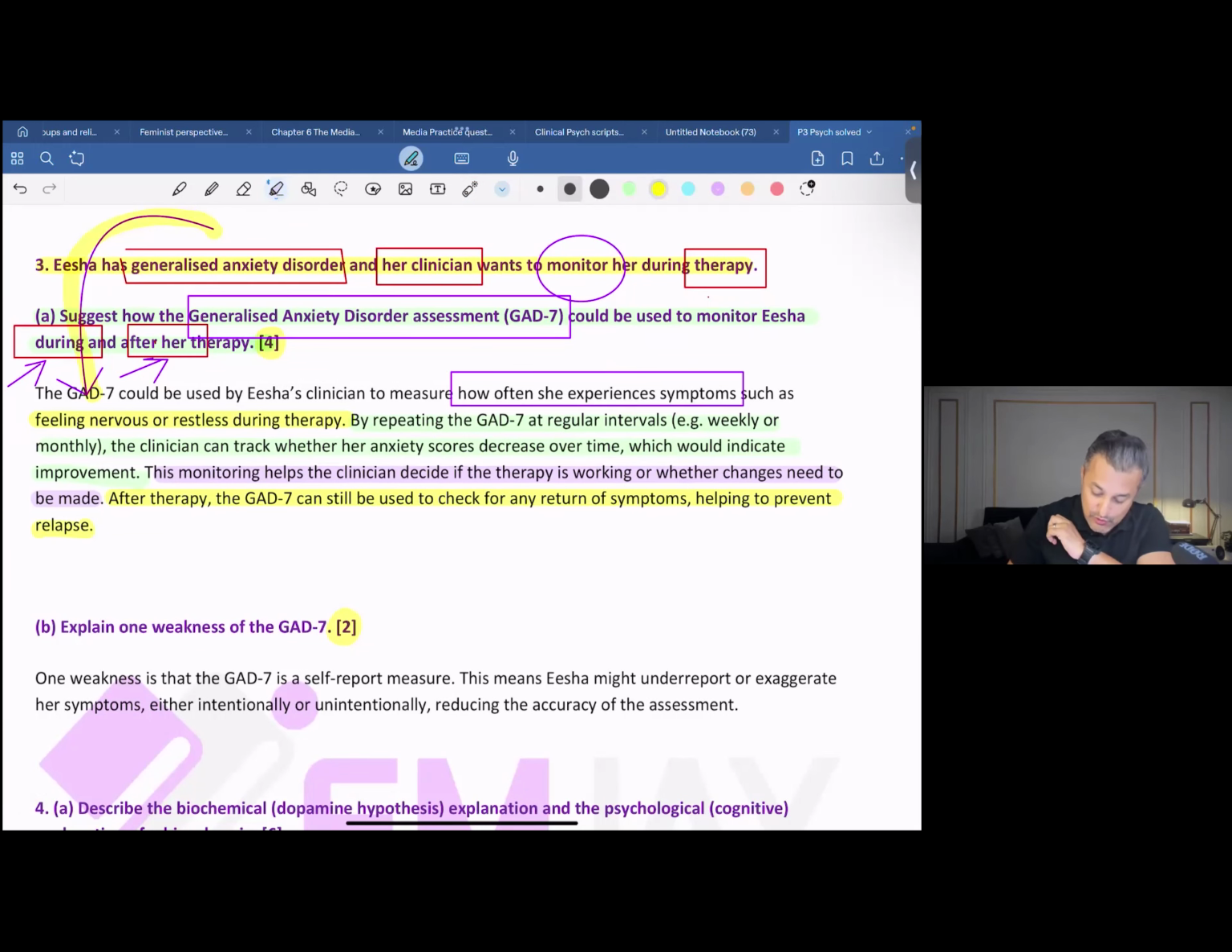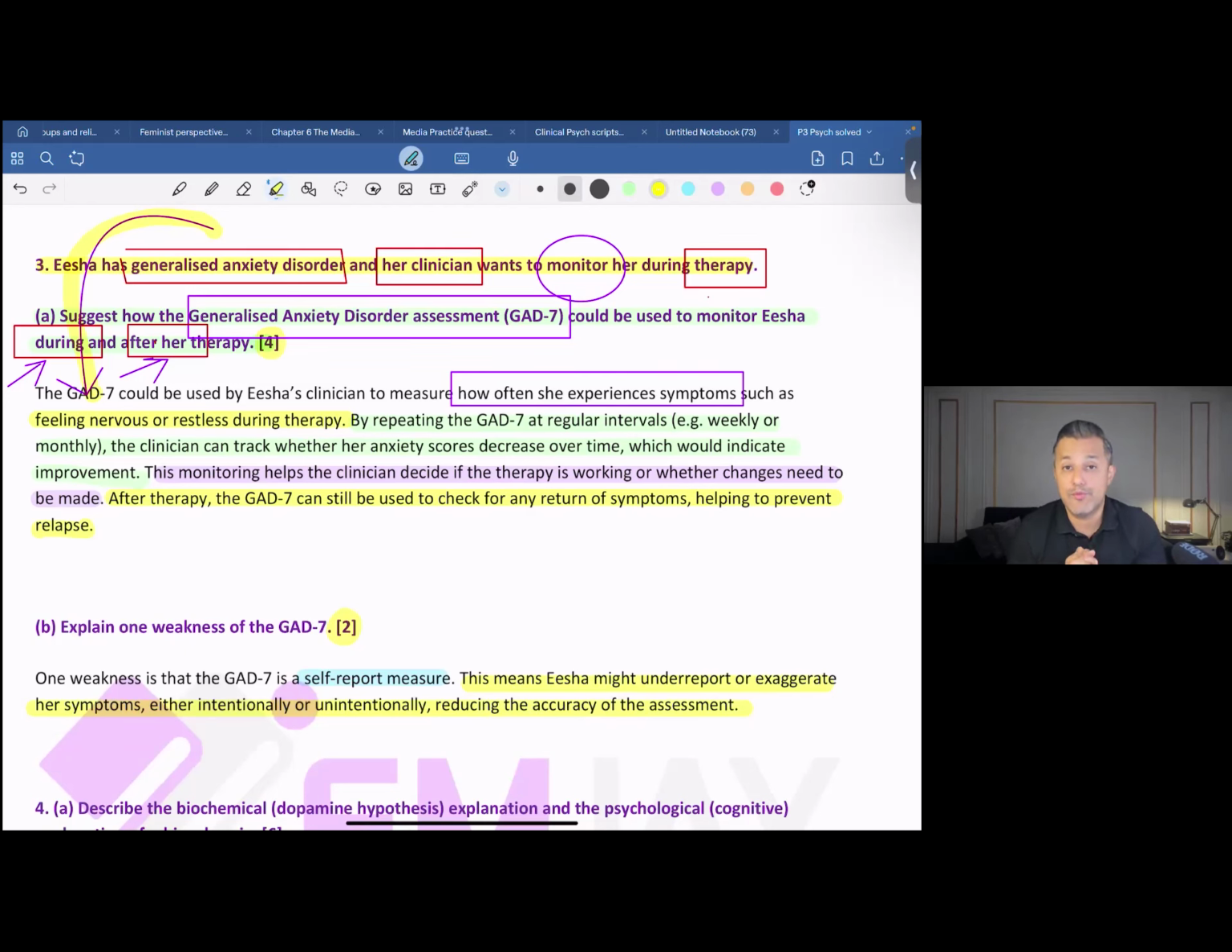So GAD-7, we all know it's a self-report measure. You all should know. One weakness is that the GAD-7 is a self-report measure. So you get the first mark for identifying the weakness. How do you get the second mark? This means Isha might underreport or exaggerate her symptoms, either intentionally or unintentionally, reducing the accuracy of the assessment.